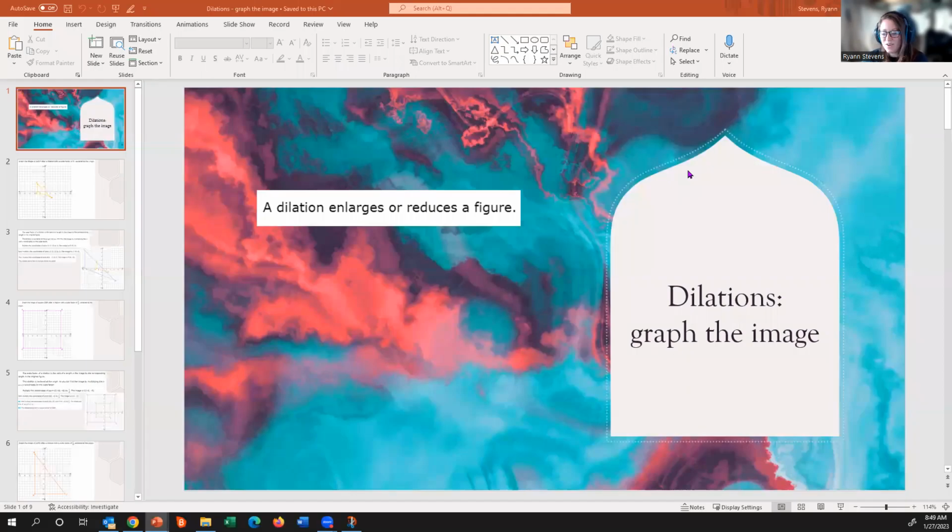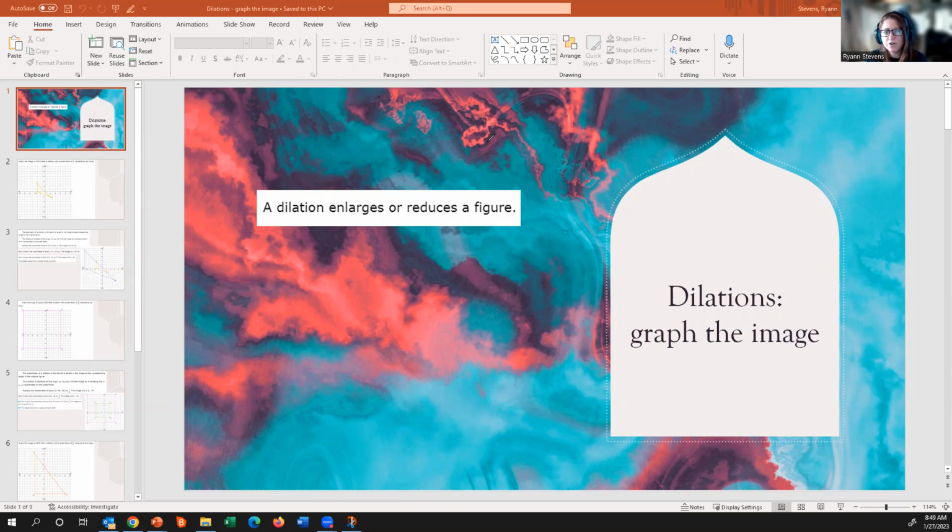Hello. We are going to focus on looking at dilations and graphing the image. Before, we determined the scale factor of an image, whether it was a reduction or an enlargement. Now we're going to take what we know about dilations and take the points that we have and graph the image once we've enlarged it or reduced it.